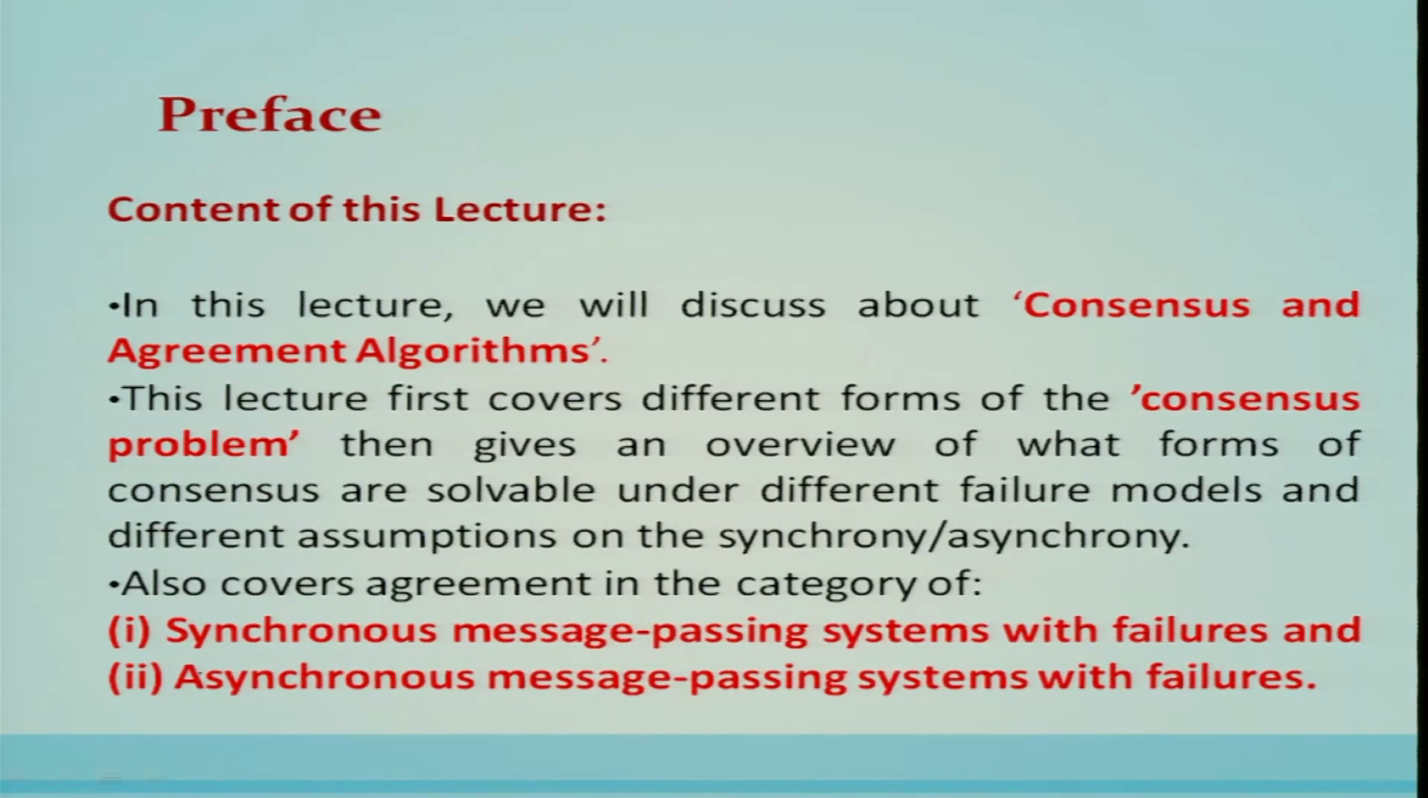Content of this lecture. In this lecture, we will discuss consensus and agreement algorithms. This lecture first covers different aspects of the consensus problem and then gives an overview of what forms of consensus are solvable under different failure models and different assumptions on synchrony and asynchrony. Also, it covers agreement in synchronous message passing systems with failures and asynchronous message passing systems with failures.